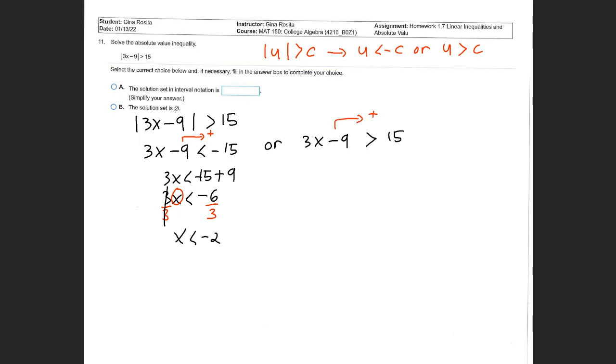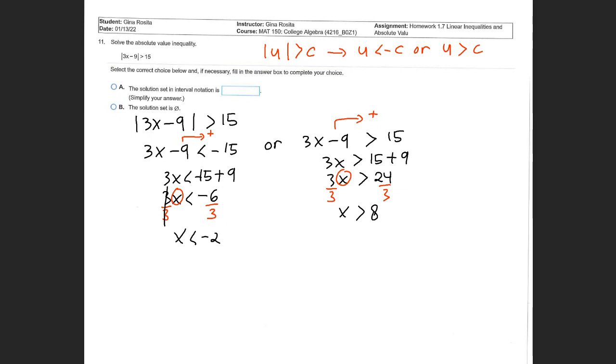Move the negative 9, it becomes positive. So now 3x greater than 15 plus 9. The answer is 24. We need x, so you divide by 3, divide by 3. The answer becomes x greater than 24 divided by 3, which is 8. Now for this one, we just write down the notation.